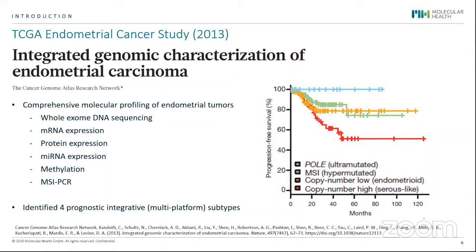And the other 2 classes, MSI and copy number low, are intermediate risk for endometrial cancer. The MSI class is also characterized by high mutational loads, not as high as the POL class, but also high, and characterized by microsatellite instability. So they might actually have implications for treatments.